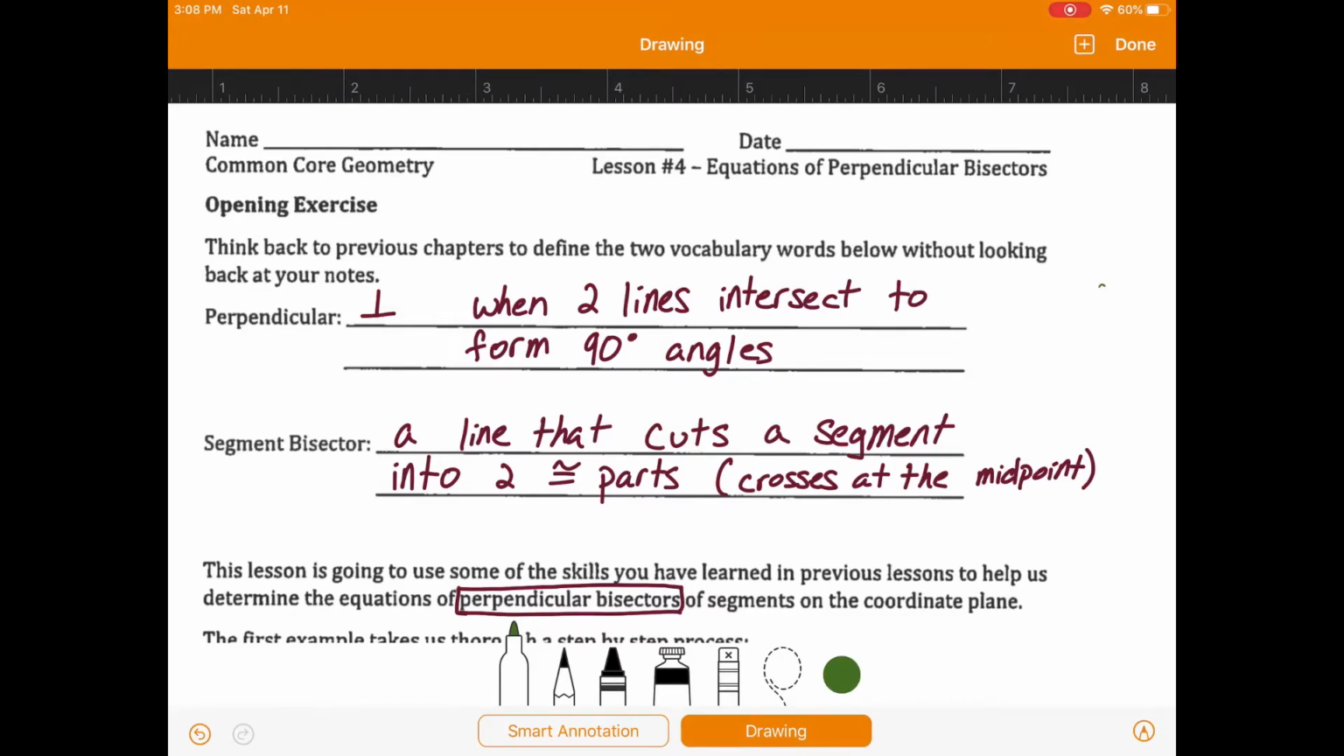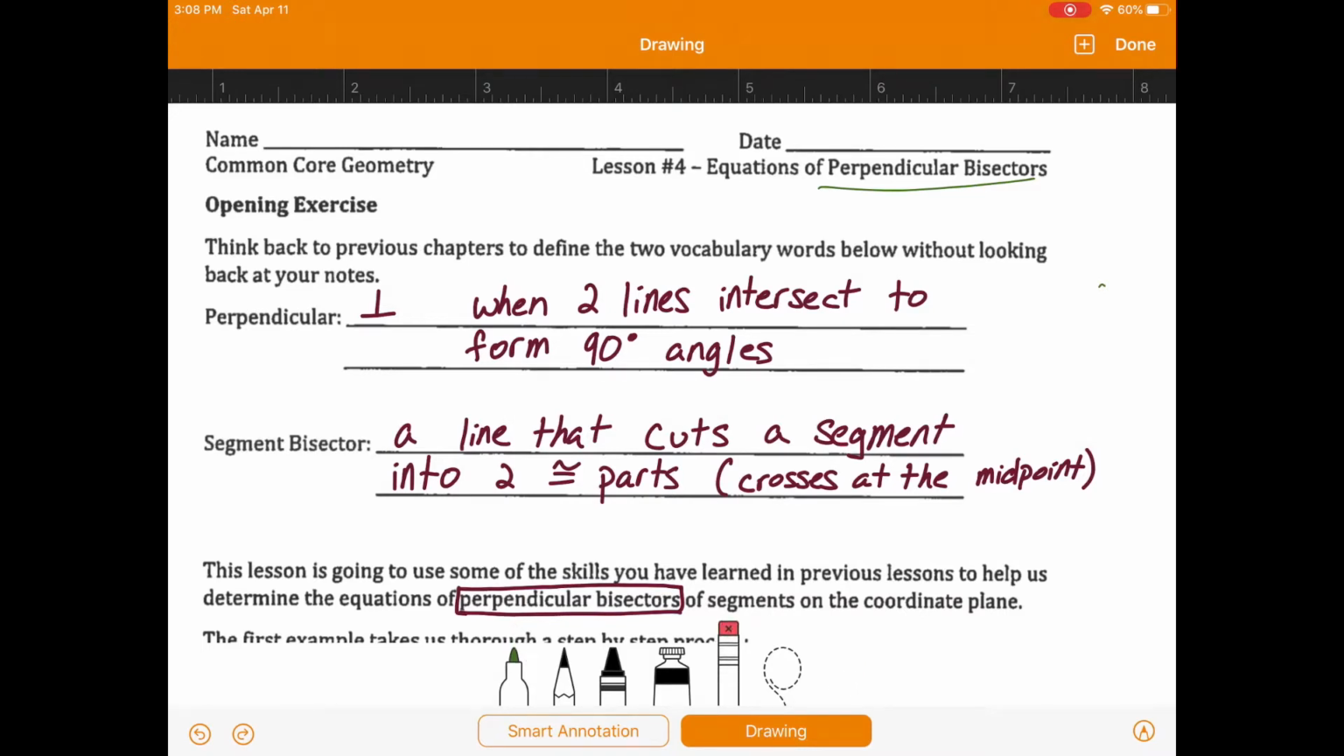Hi everybody, this is lesson 4 and we're going to be talking about equations of perpendicular bisectors today. So first we're going to have to review a little bit of vocab. Perpendicular, which is this symbol, we've done that before. That is when two lines intersect or cross to form 90-degree angles.